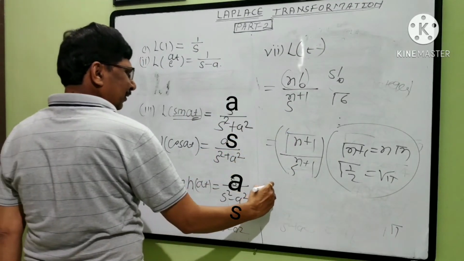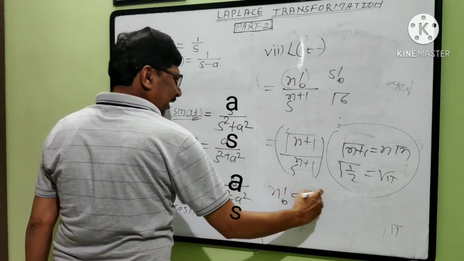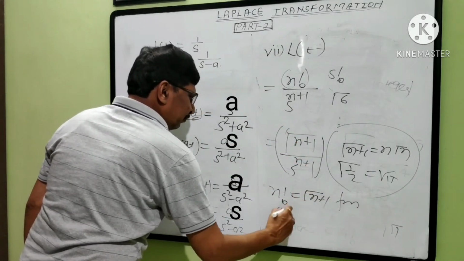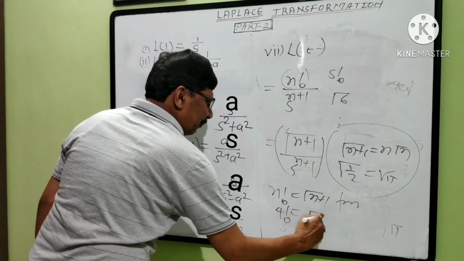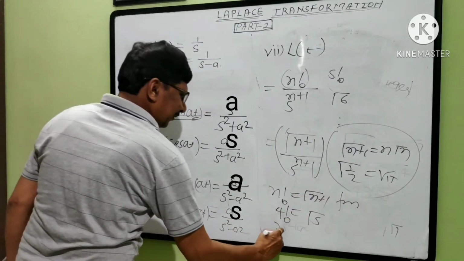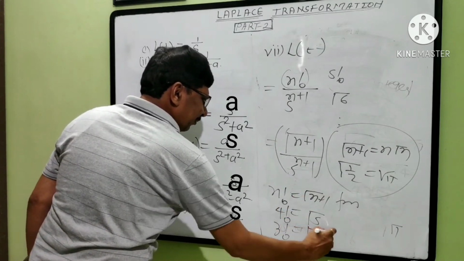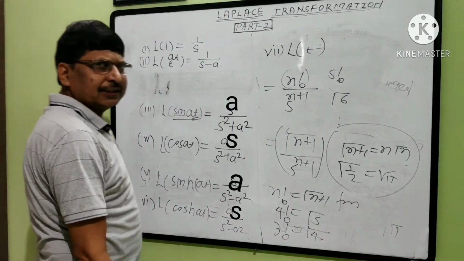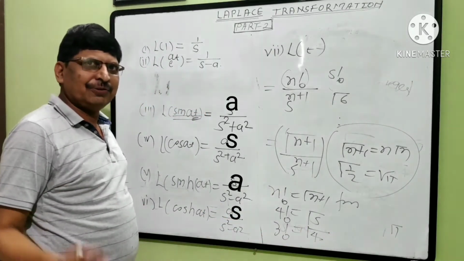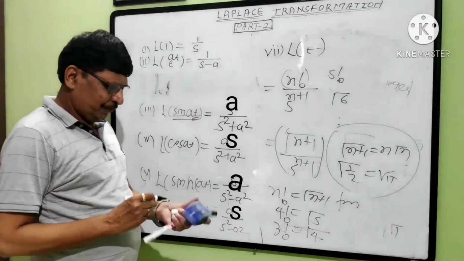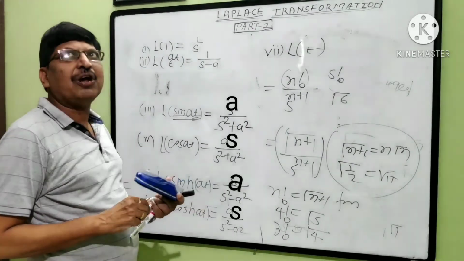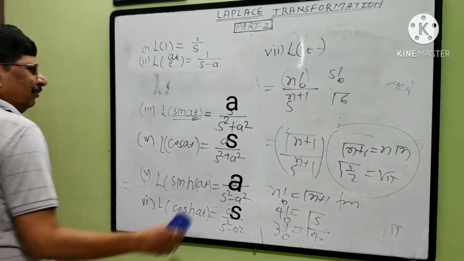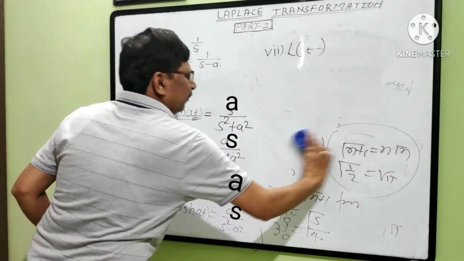That's why use this gamma notation. And what is the relation between these? n factorial means gamma n plus 1 for integer. For integer means 4 factorial means gamma 5. 3 factorial means gamma 4. These are the notations. Now also you have written one linear property. With the help of this you can solve many problems. Okay. Now note down all these formulae.